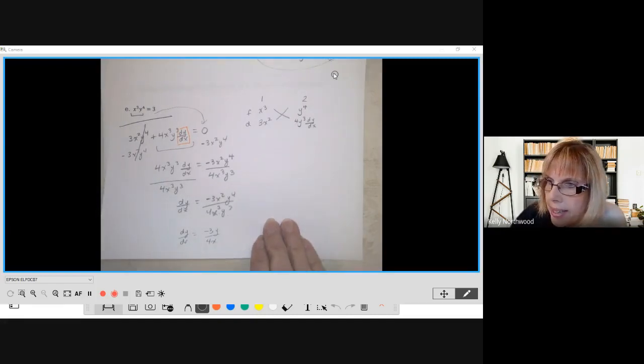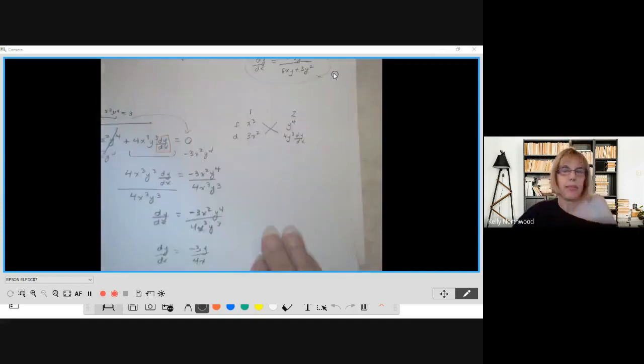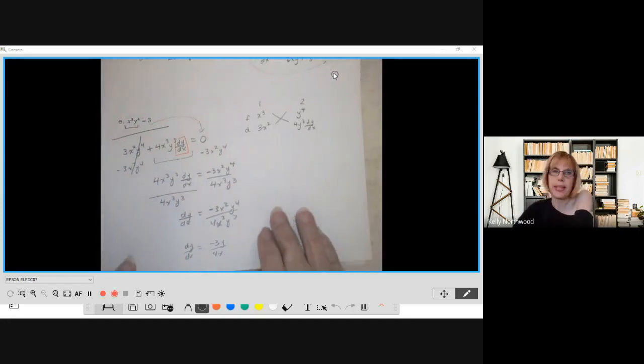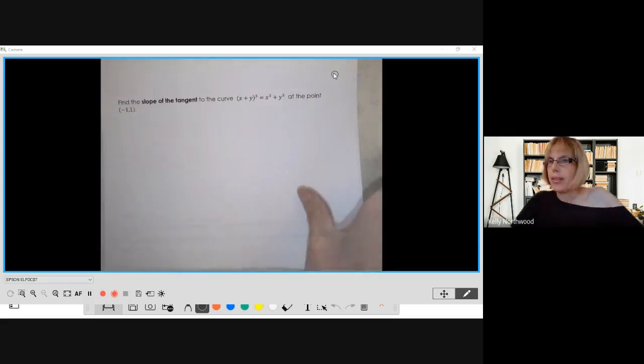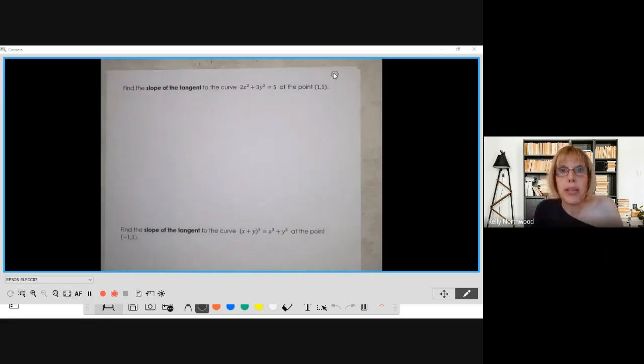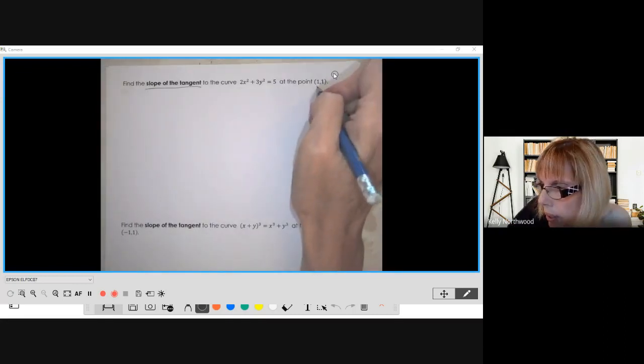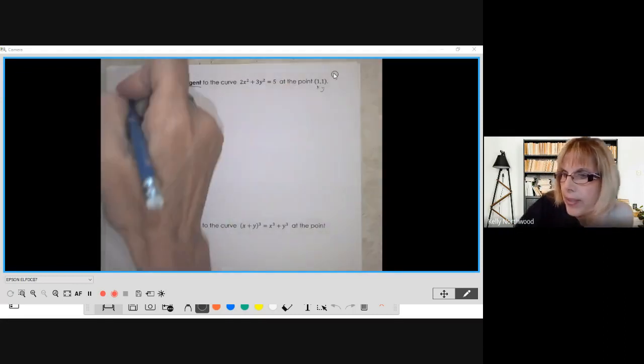Okay, so hopefully you're getting the hang of implicit differentiation. So we'll try one where we're subbing in a number now. And I've also put that one on Desmos so we can see a picture of it. So find the slope of the tangent to the curve 2x squared plus 3y squared equals 5 at the point 1, 1. So slope of the tangent means find dy by dx or y prime, and then sub in 1, 1 in this case since it's implicit.